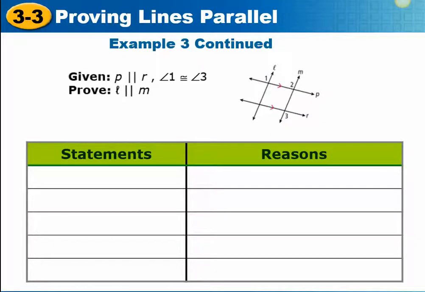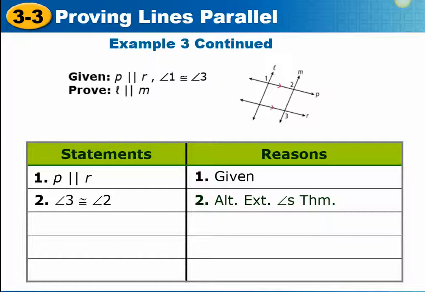All right, so the first thing that we're going to do is put down our given. We're going to write down that P is parallel to R, and that is our given information. Next, I'm not going to put the other given down yet. I'm going to say that angle 3 is congruent to angle 2 because here's my parallel lines. I'm ignoring line L right now, and it's cut by a transversal. These are alternate exterior angles. So because those lines are parallel, I know they're congruent.